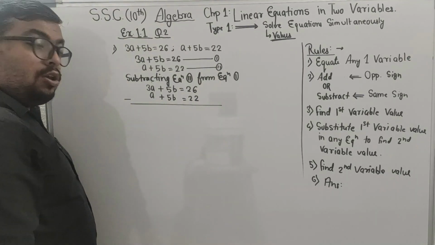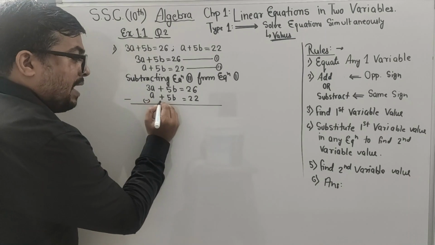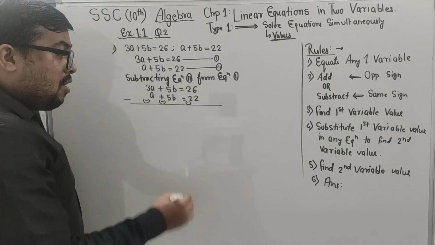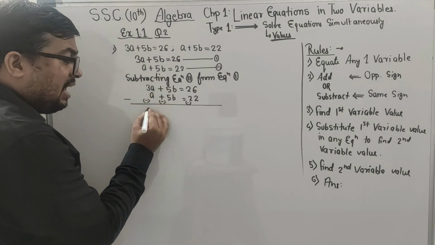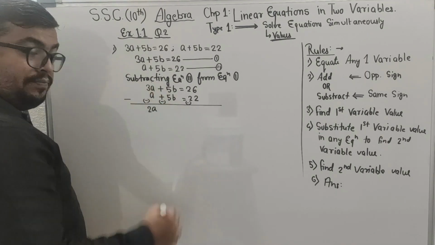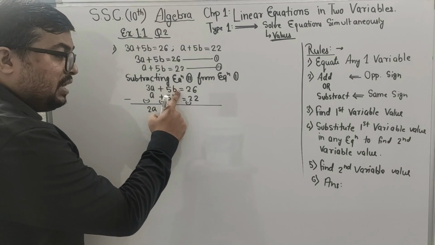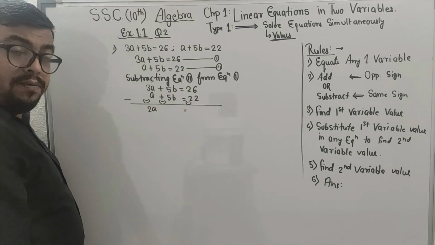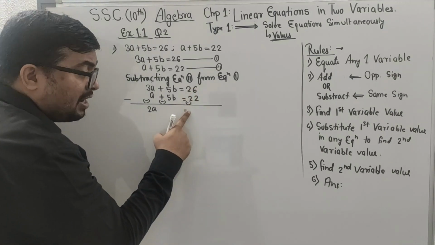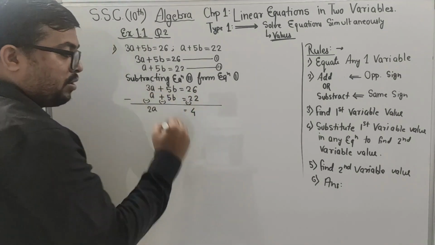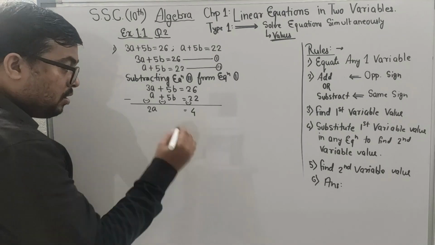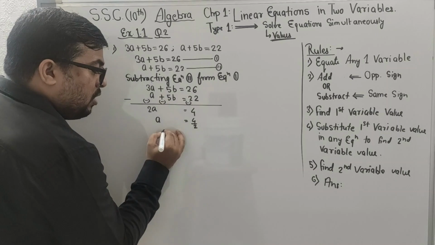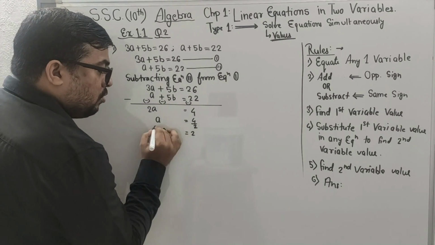In case of subtraction, you have to change the sign. Minus, minus, minus. Now, 3a minus a is 2a. 5b minus 5b is cancelled, 0. 26 minus 22 is 4. a is equal to 4 upon 2. a is equal to 2.